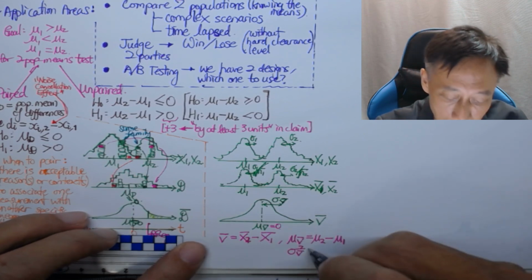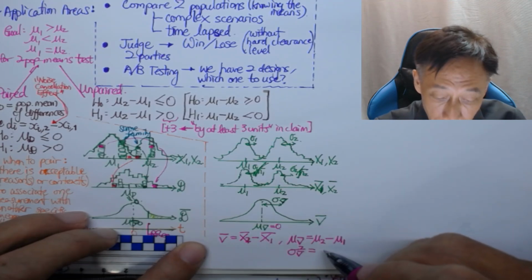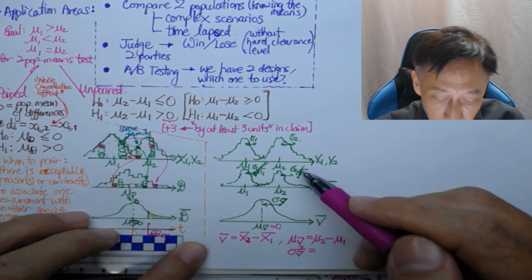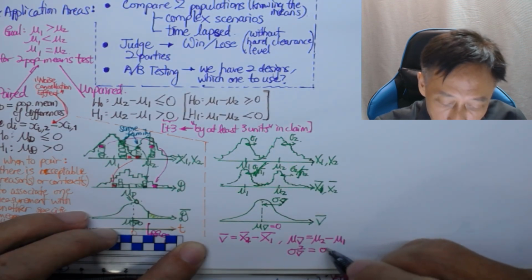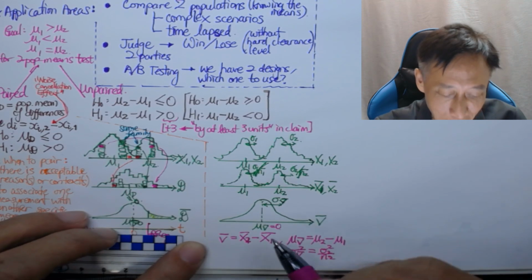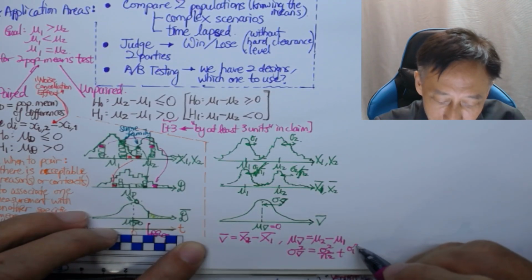So essentially, it is the variance of x2 bar, which is sigma 2 squared over n2, plus the variance of x1 bar. So it's sigma 1 squared over n1.